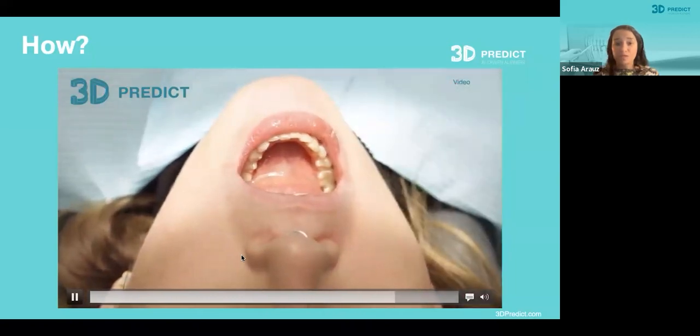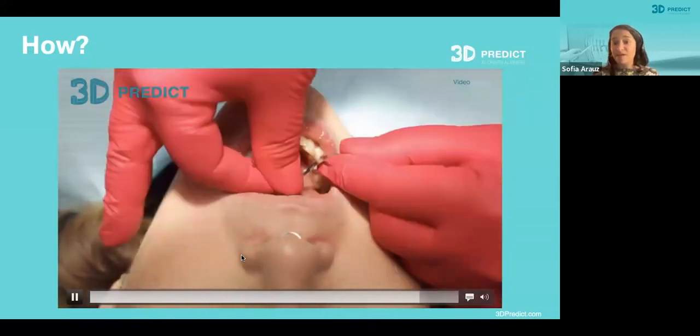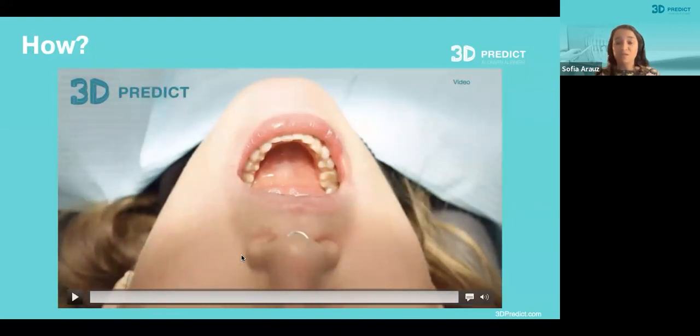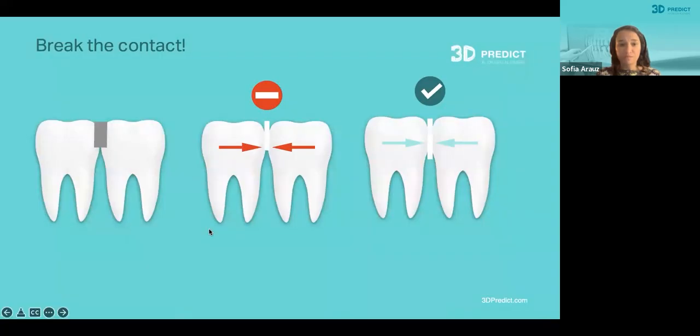Now, IPR is a science. Obviously, it's not a guesstimate. There's a way to measure it, and it's important that we all measure how much IPR we're performing on patients. I'll show you that in a second, but let me first say that when you perform IPR, please break the contact. It is important. If you're not breaking the contact, you are not performing IPR. Teeth are not gonna move. You are gonna have a refinement and you're gonna have more chair time.